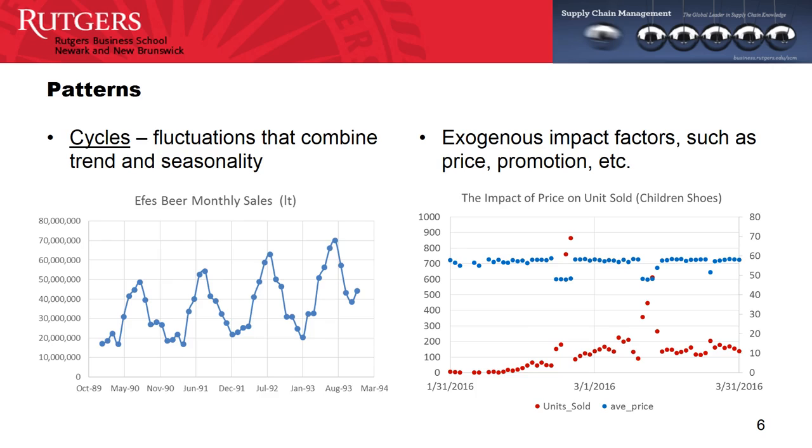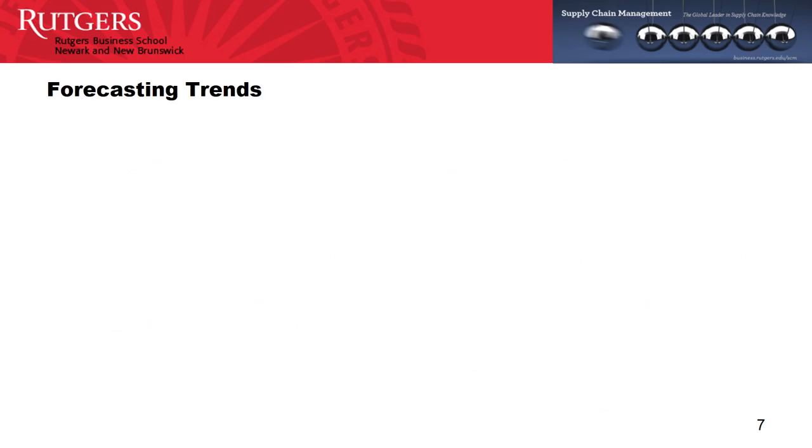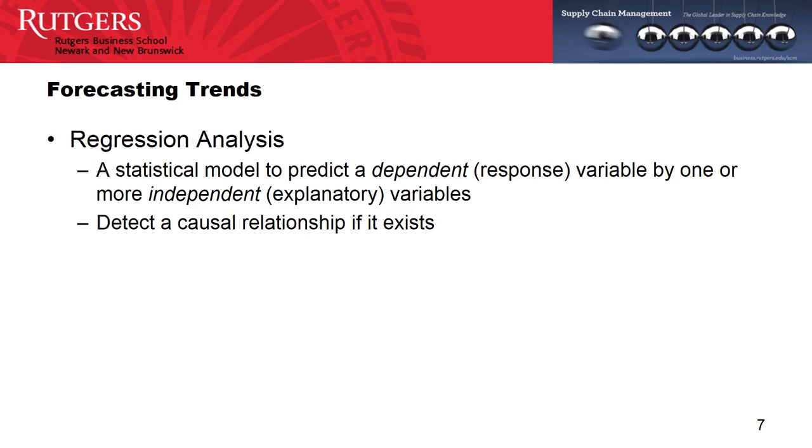Now, in this example of children's shoes, when the price, denoted by the blue dots, drops, demand, denoted by the red dots, may increase significantly in response. Regression analysis is widely used for demand forecasting, especially for predicting trends. A regression analysis is a statistical model to predict a dependent variable or response variable by one or more independent or explanatory variables. It can detect a causal relationship if it exists.